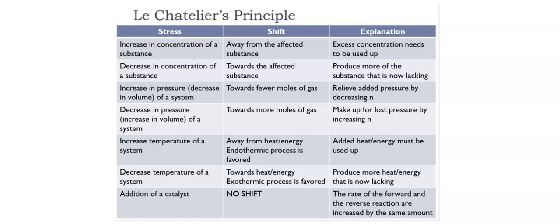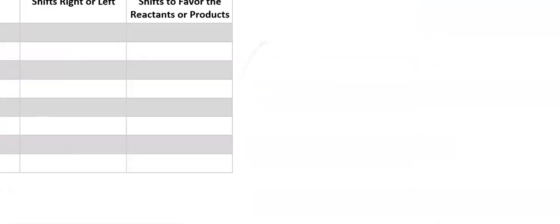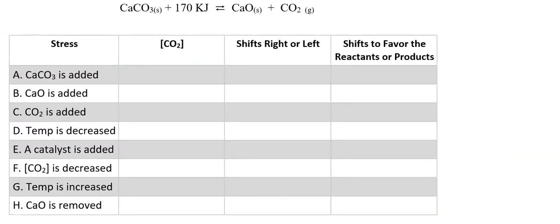And when you have an addition of a catalyst, it's not going to have any shift because the rate of the forward and the reverse reaction are increased by the same amount. So we need to identify whether there's going to be a shift or no change for the following stresses.